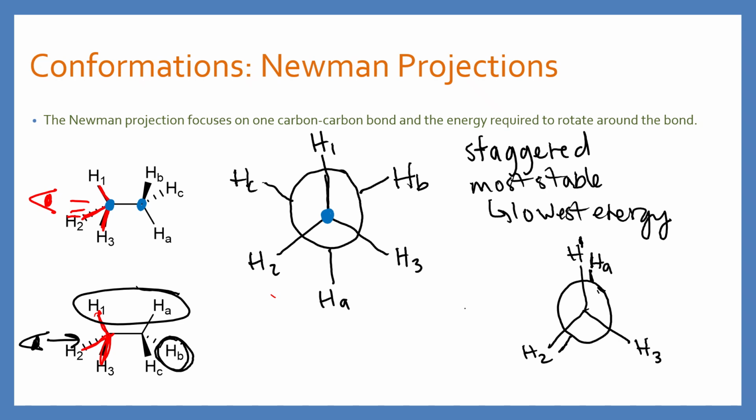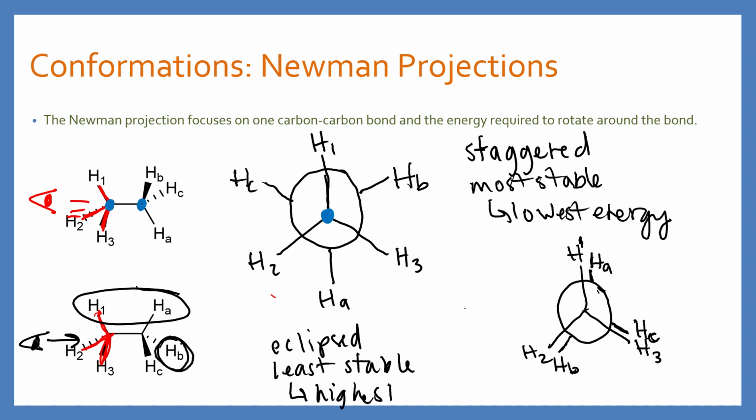So I'm going to draw a line just a little off of H2 and plug in HB. And then HC is directly behind H3. So I'm going to do the same thing. I'm going to take a line that's just a little off and plug in HC. So this conformation is different from the one on top. This is what's called an eclipsed conformation. This is the least stable conformation because it's going to be much higher energy.